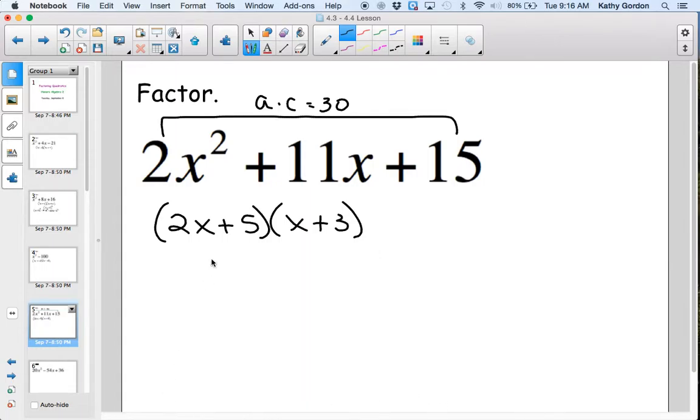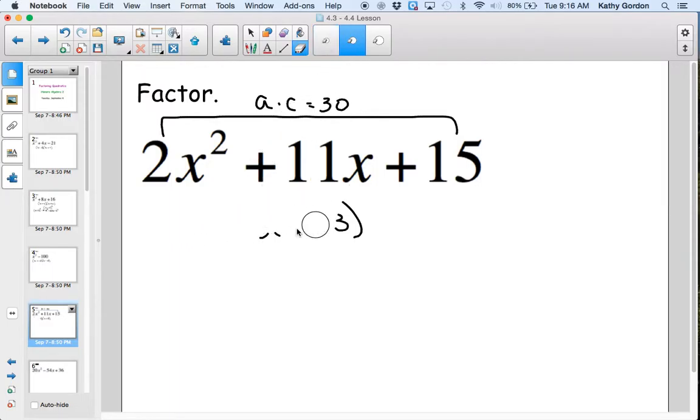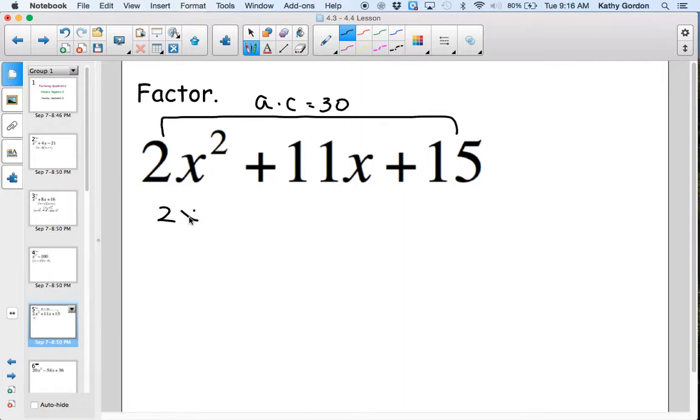So some people will say, just erase this for a second. Ooh, that's really small. Let's go bigger. There we go. So some people will just say, okay, I know that one of them is going to have to be a 2x and one of them is going to have to be an x for the firsts, because that's really the only way you're going to get 2x squared. Right? Okay? And then they come over here and they go, okay, so in order to get this 15, I'd have to multiply the lasts together.